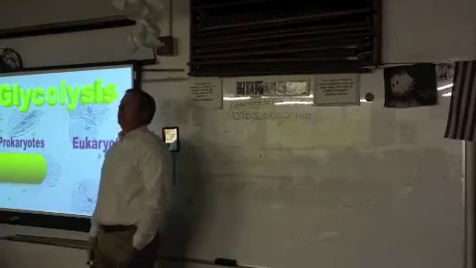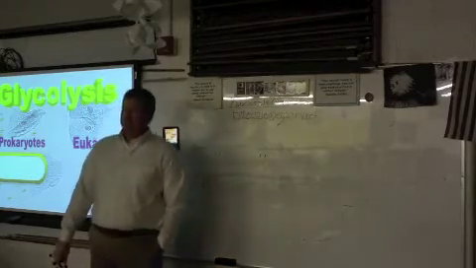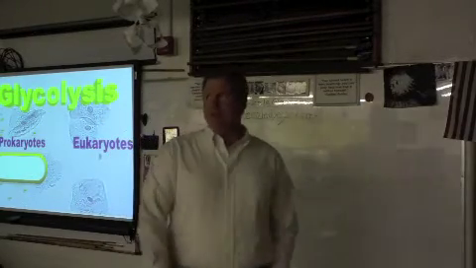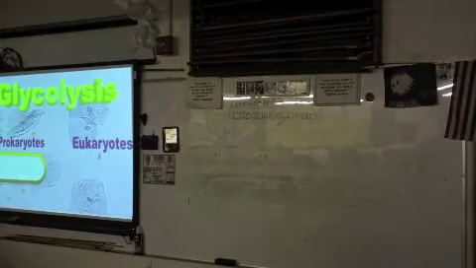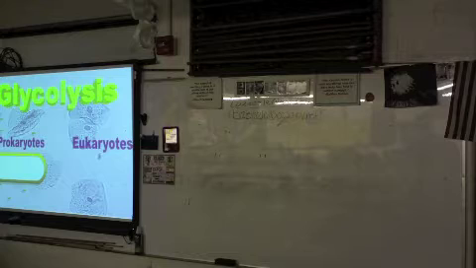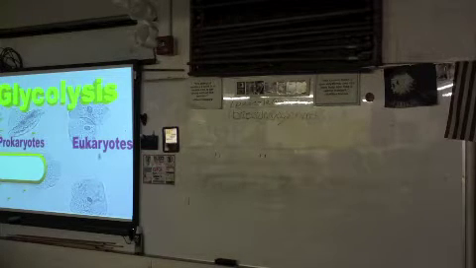Glycolysis takes place in each one of these cells. If we open up the prokaryotic cell, just like you did on your model, what's that blue stuff in there? Cytosol. The cytosol, mainly made of what? Water. And water does a great job of dissolving things.